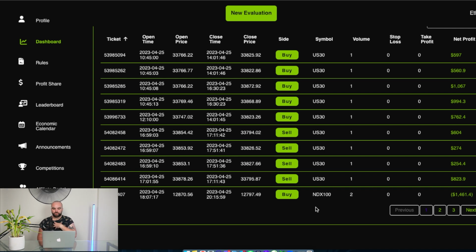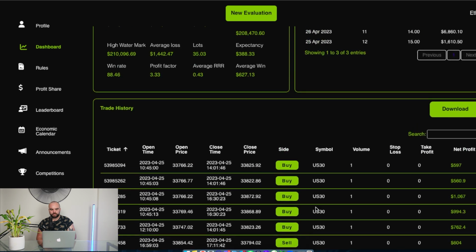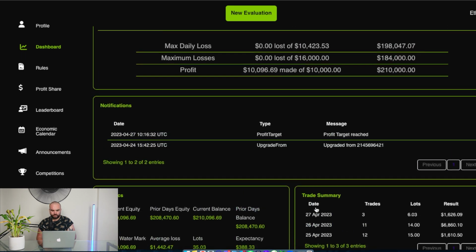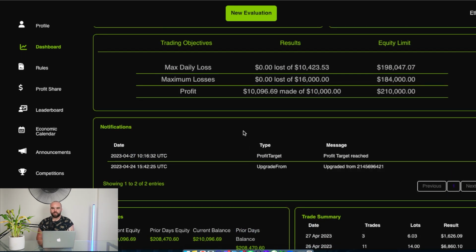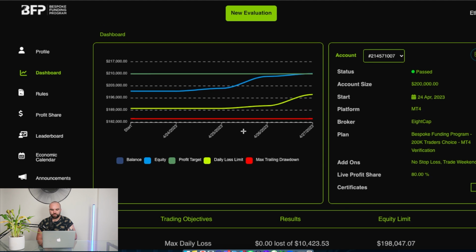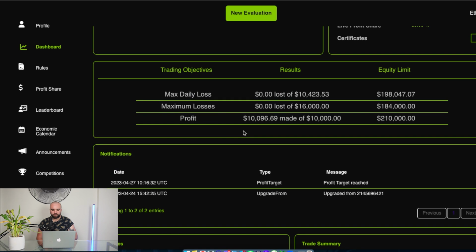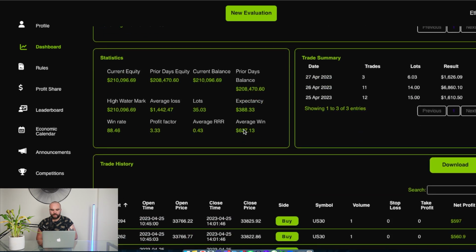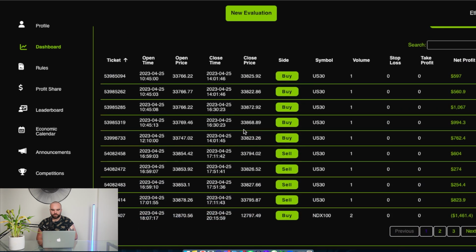So my main account, I was trading, and I was actually over the profit target. And so what happened here is that Bespoke closed out the accounts when I was at my target. And so what this allowed me to do was pass when I overall wouldn't have passed. And so this was a very, very good thing for me and allowed me to pass this evaluation.